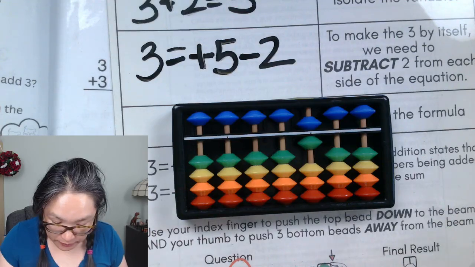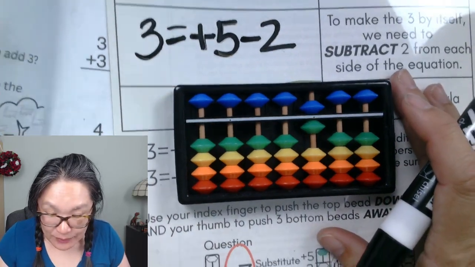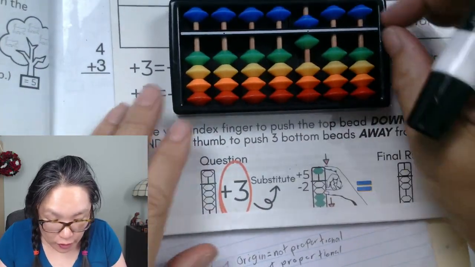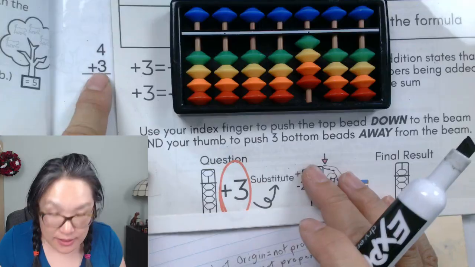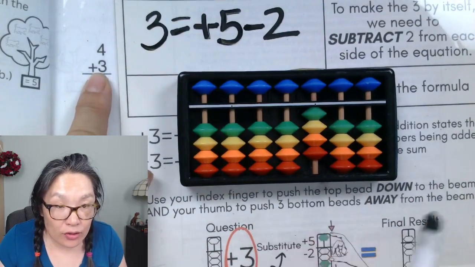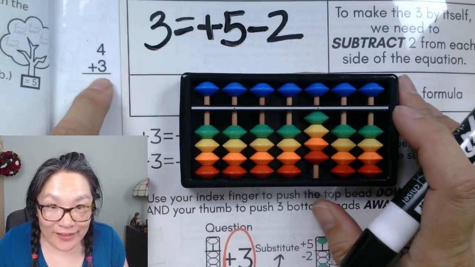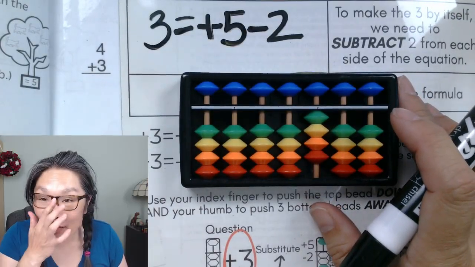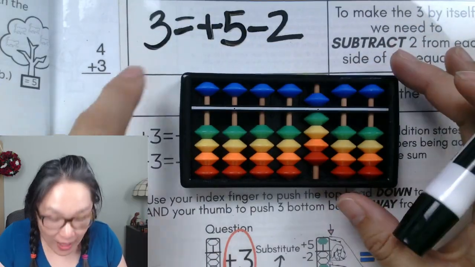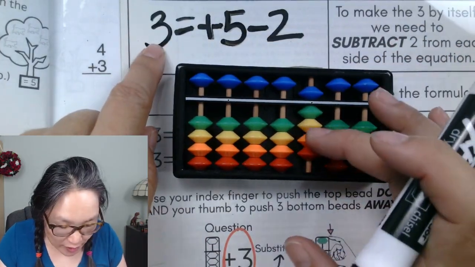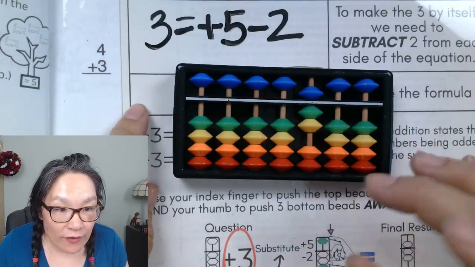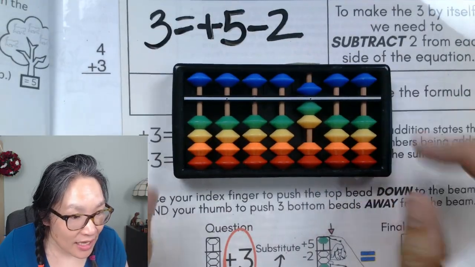Now, it's the same thing when we do the 4. If you look, I have 4 on the abacus, and I want to add 3. I don't know if you guys can hear my dog, but that's my dog in the background. So I want to add the 3. When I add the 3, I'm going to plus the 5, and I'm going to take away the 2. So my final answer is 7.